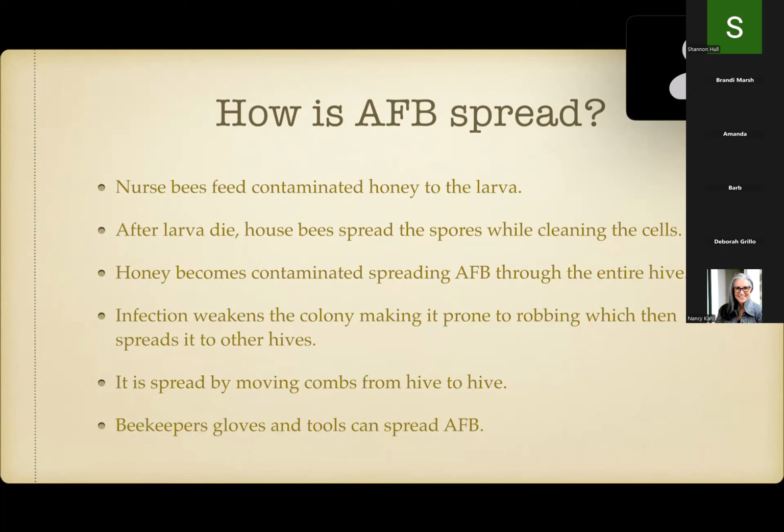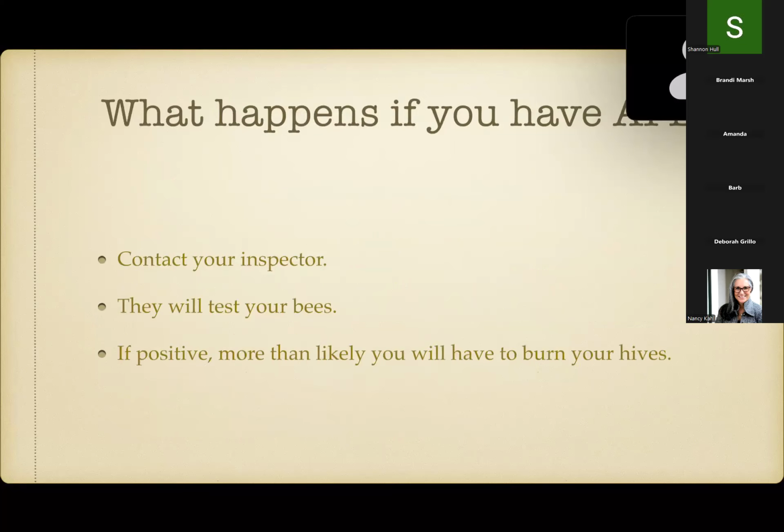As a beekeeper, my gloves and tools can pick up those spores and spread them. That's why if somebody's coming to work bees with you, you want to make sure their hive tool is clean and shiny, and you want to make sure that they've got on a clean pair of gloves.